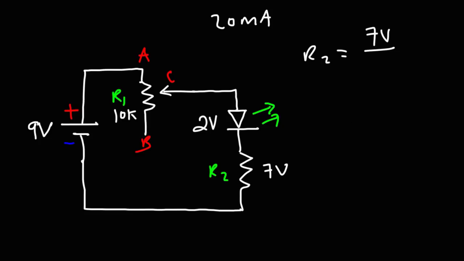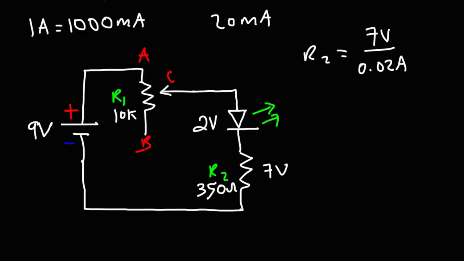Now, if you want to convert from milliamps to amps, divide by 1,000. 1 amp is 1,000 milliamps. So 20 divided by 1,000, that's 0.02. So 20 milliamps is 0.02 amps. 7 divided by 0.02 is 350. So we want R2 to be 350 ohms. So if R1 is set to 0K, the maximum amount of current that we're going to get in the circuit is 20 milliamps, which means the LED will be super bright.